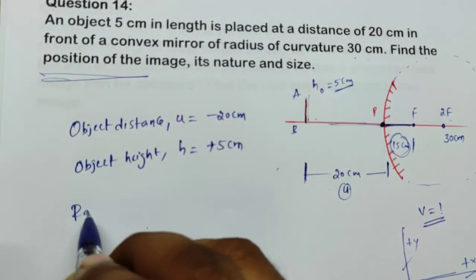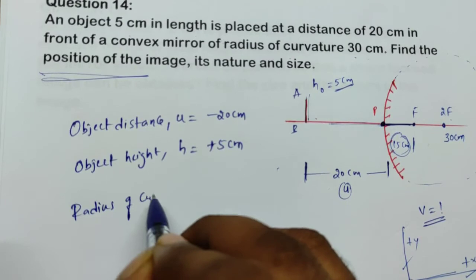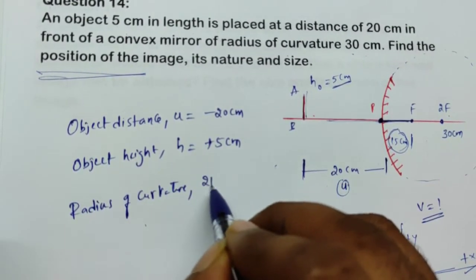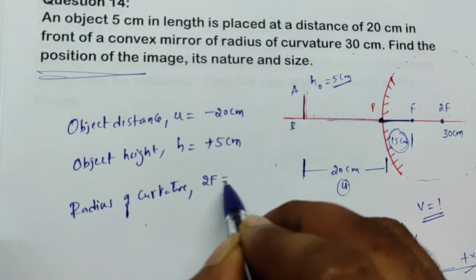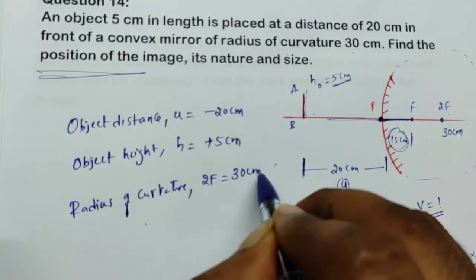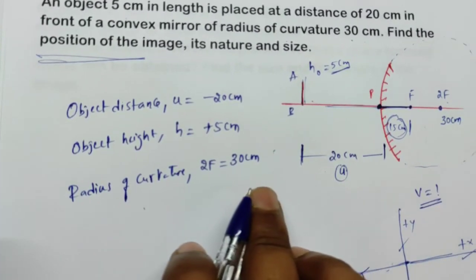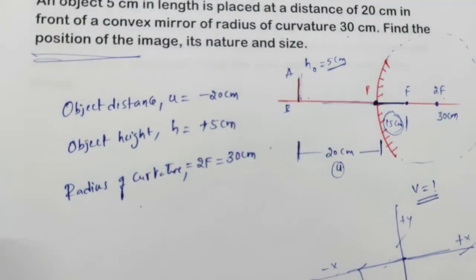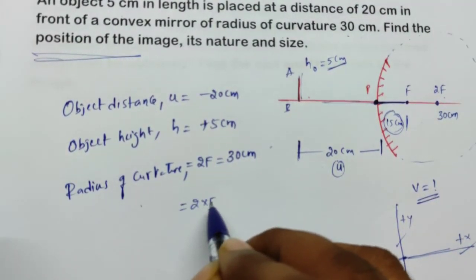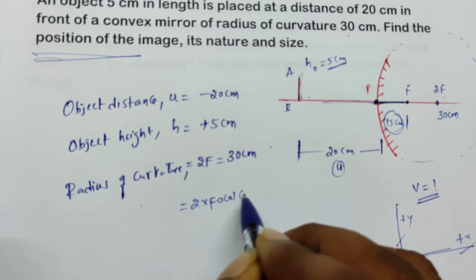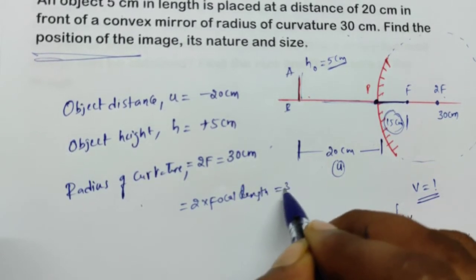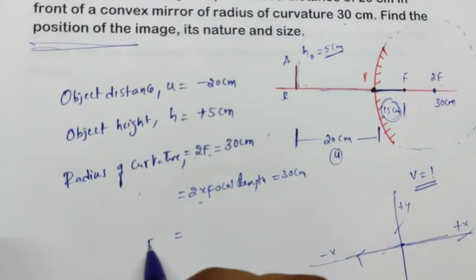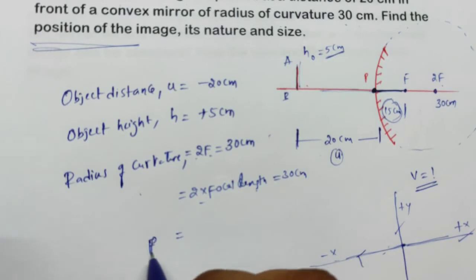And the radius of curvature, we can take it as 2f also, which is 30 centimeters. So if the radius of curvature is 2f, which is 30, then what about the focal length? 2 times the focal length is equal to 30 centimeters. Then the focal length f is equal to how much?